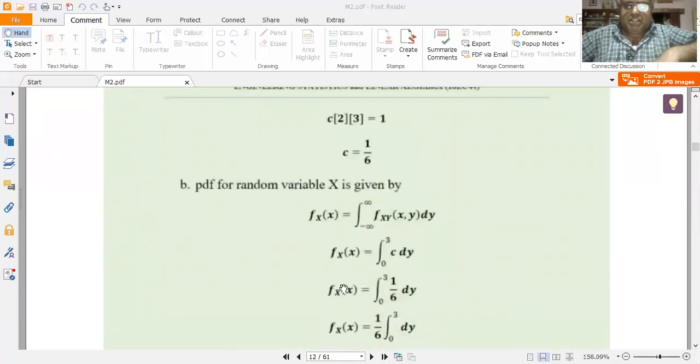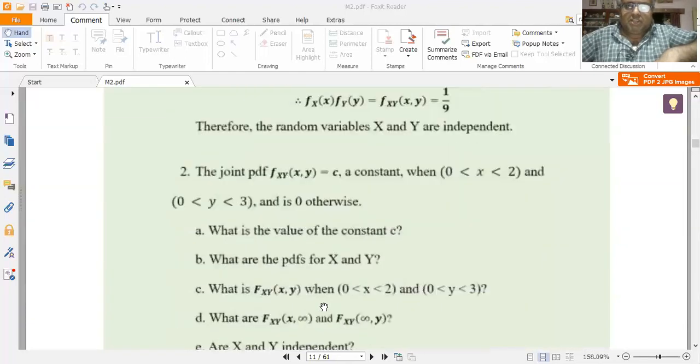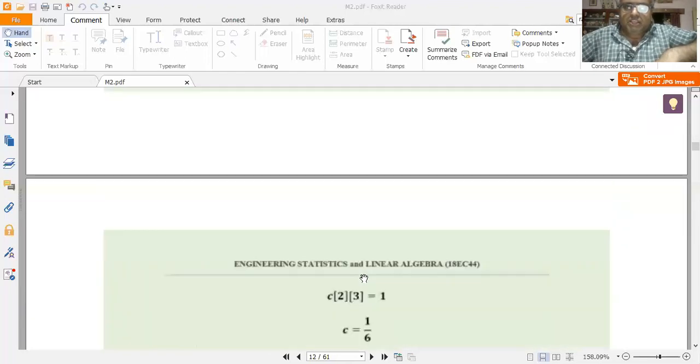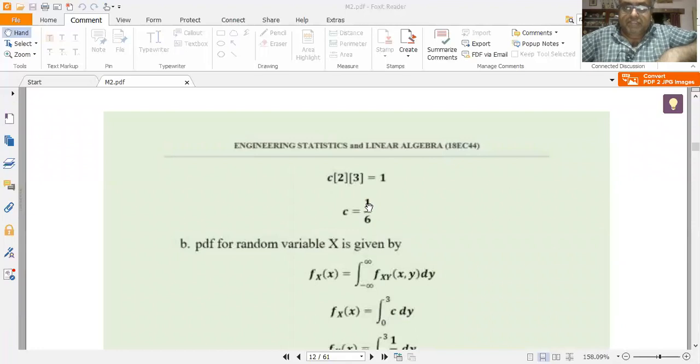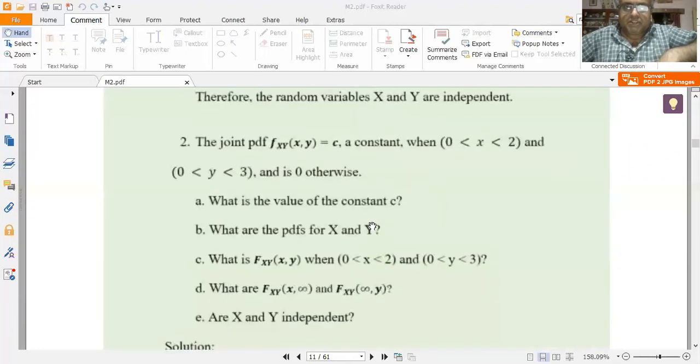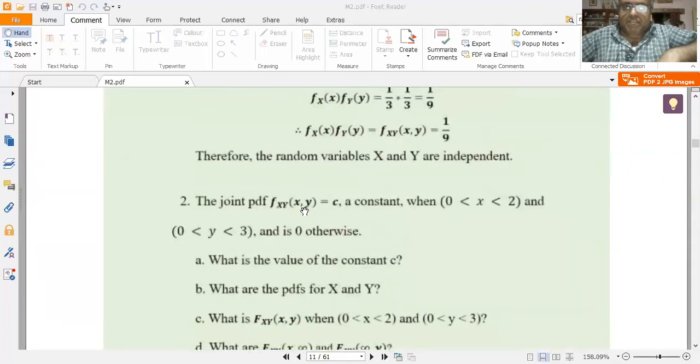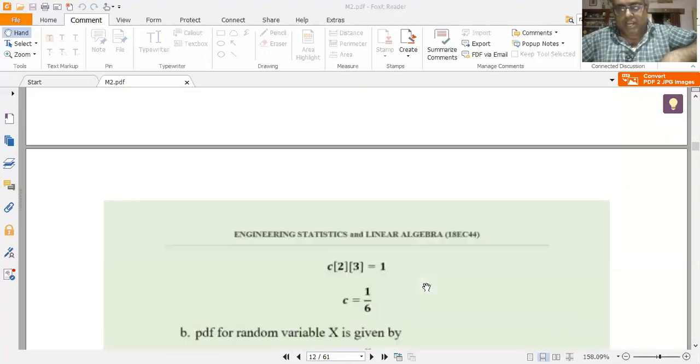Now I have to find the second part. So f_XY(x, y) is equal to c, which is equal to 1 by 6, for 0 < x < 2 and 0 < y < 3, and 0 otherwise. So the first part is over. Now the second part: I have to find the marginal PDFs of the x and y random variables.